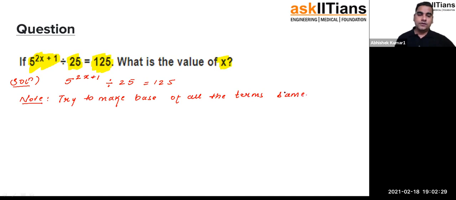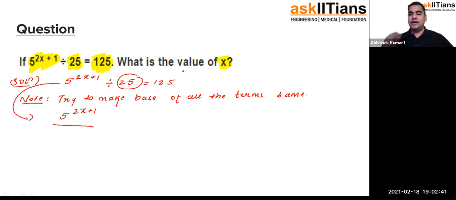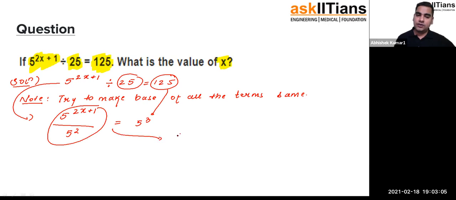So we already have 5 raised to the power 2x plus 1, so we are not going to do anything here. But 25, you can always write as 5 raised to the power something, isn't it? Because when 5 is raised to the power 2, you get 25. So this is 5 raised to the power 2. And 125, if you prime factorize it, you will see that when 5 is raised to the power 3, you get 125. So you can replace 125 by 5 raised to the power 3. Now here, I can use this rule of exponent, yes or no, that a raised to the power m by a raised to the power n gives a raised to the power m minus n.